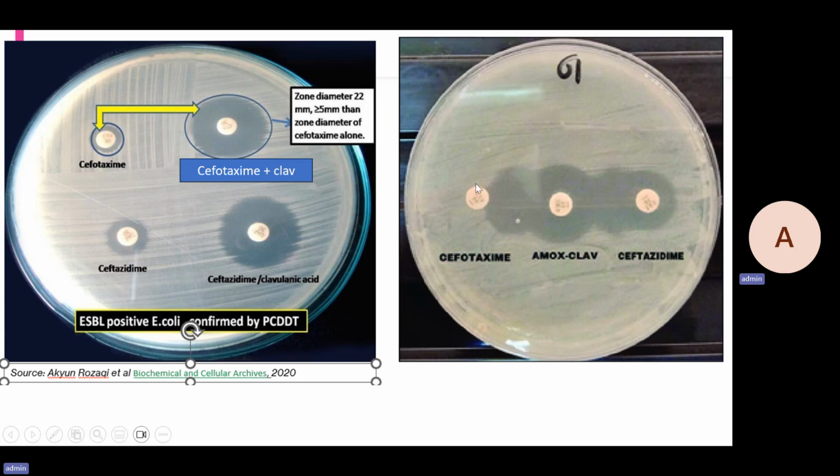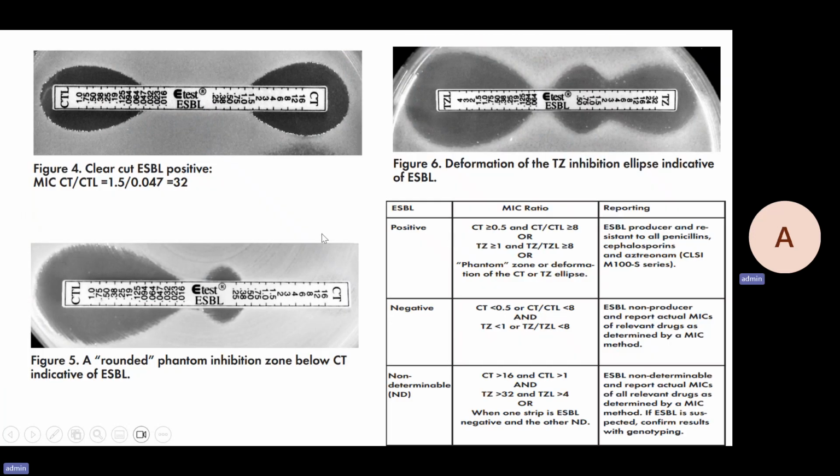Now this one, see, this is preferentially hydrolyzing cefotaxime. No zone around cefotaxime, but there is a zone around ceftazidime. So this one is an ESBL, and this one is likely to be a CTX-M type of ESBL. These are the images that might be given in the exam as well. It's a possibility. So this is the E test for ESBL.